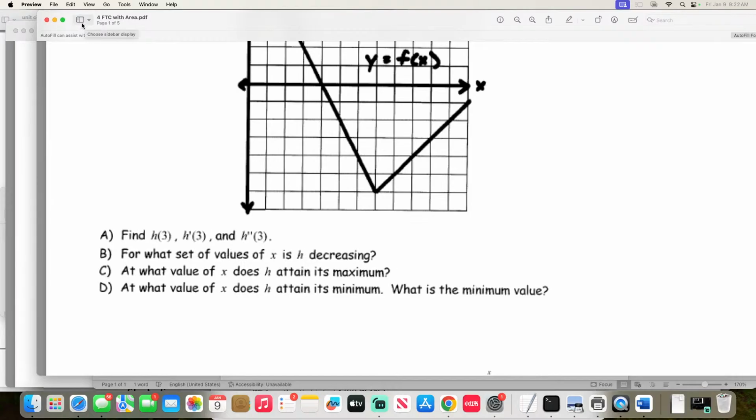All right, so what we're gonna do is we're gonna go through the question with you. You will have a test on Monday about this, about the Riemann sum.